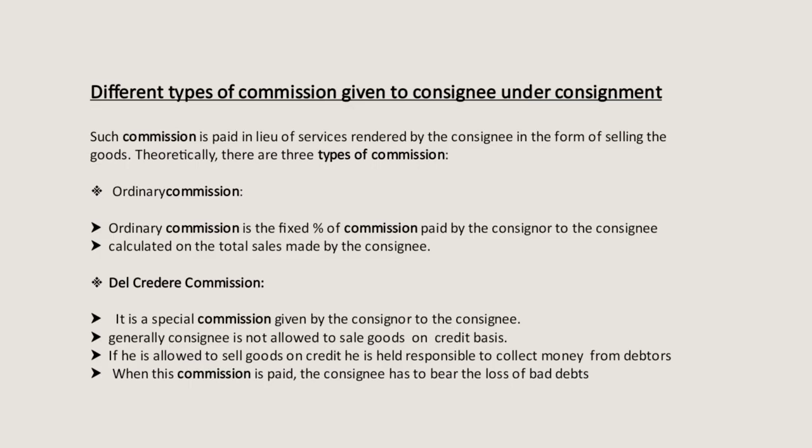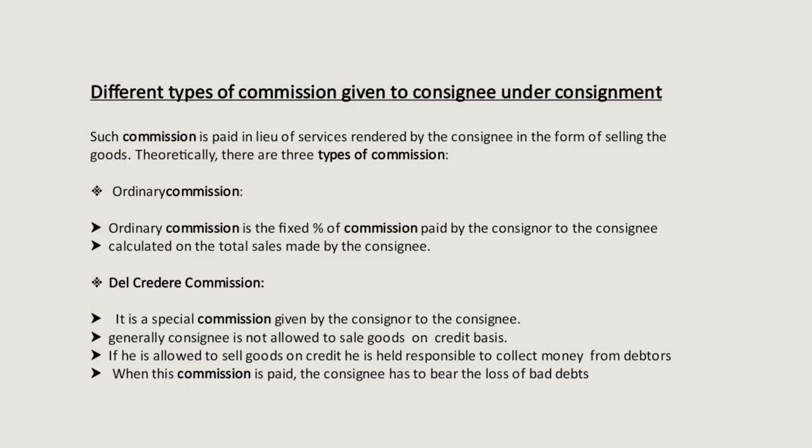Second is del credere commission. Now, what is this del credere commission? It is a special commission given by the consigner to the consignee. Generally, the consignee is not allowed to sell goods on credit basis. But if he is allowed to sell goods on credit basis, he is held responsible to collect money from the debtors. When this commission is paid, the consignee has to bear the loss of bad debt.